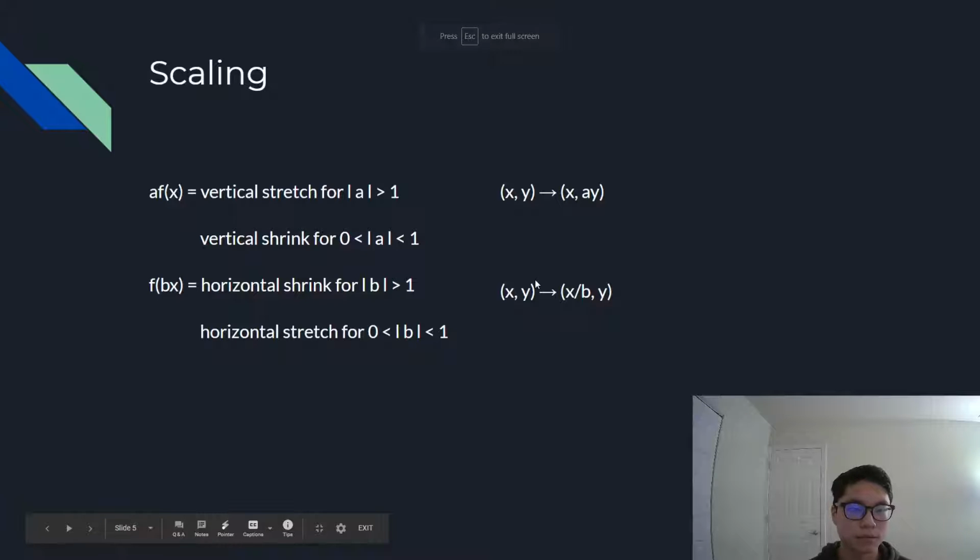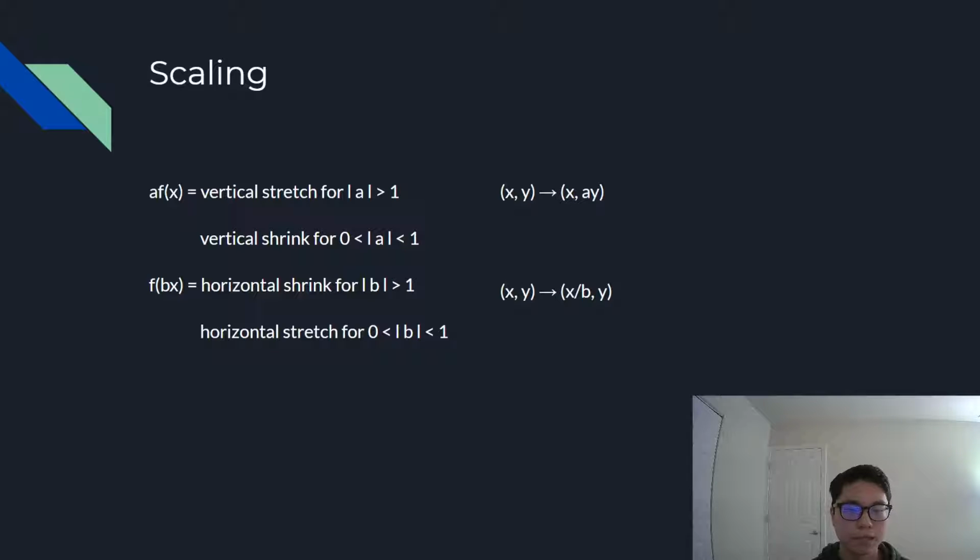Nextly, we have scaling. Scaling is a vertical stretch or shrink or horizontal stretch or shrink. A vertical stretch or shrink happens when there is a number outside f of x, in this case a. When the absolute value of a is greater than 1, then there is a vertical stretch. When the absolute value of a is in between 0 and 1, then there is a vertical shrink.